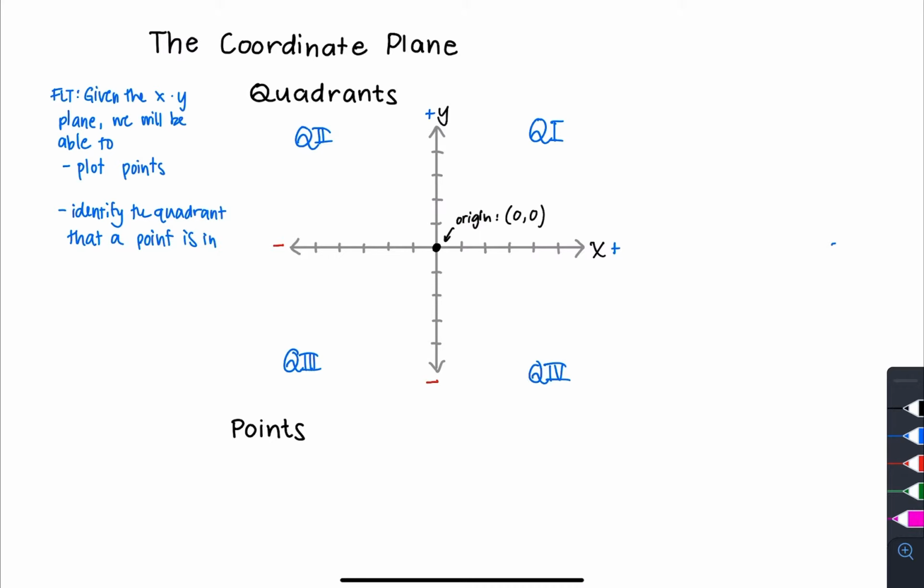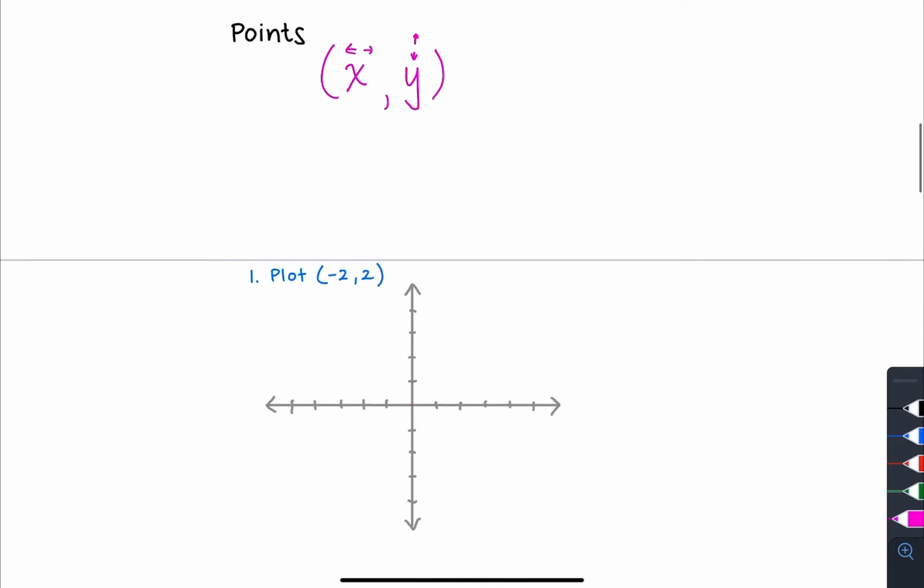Speaking of points, they're always read in the form something, comma, something, written inside a pair of parentheses with a comma separating them. The first value always refers to the x coordinate, which tells you where we are in the left to right direction. The second value gives us where we are in the up and down direction. Let's practice plotting some points here.